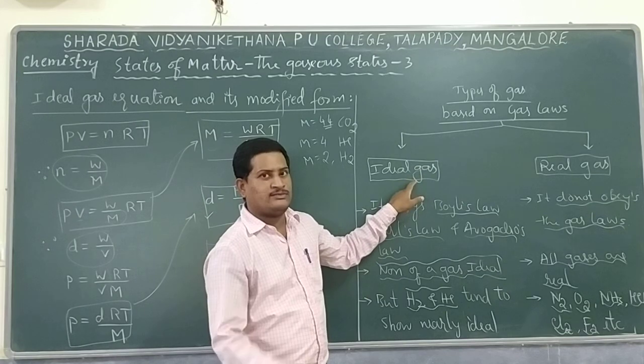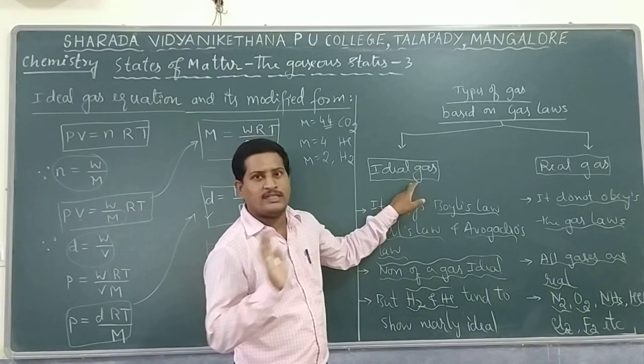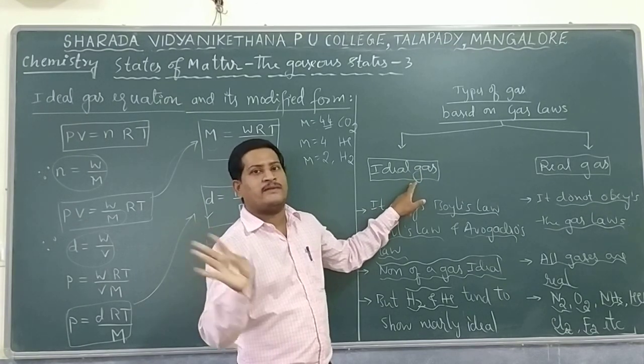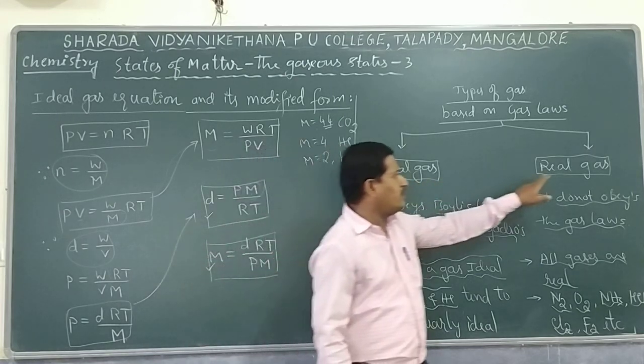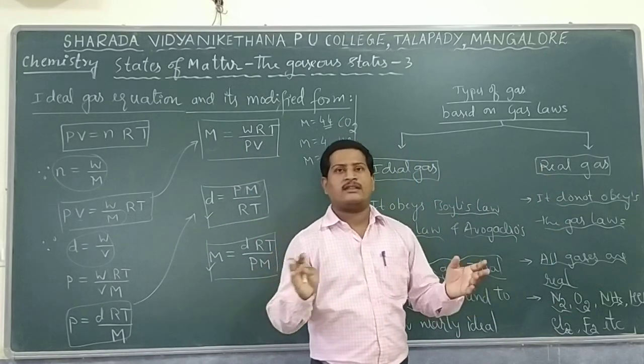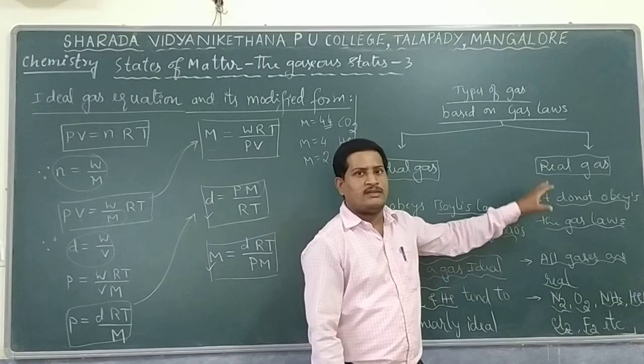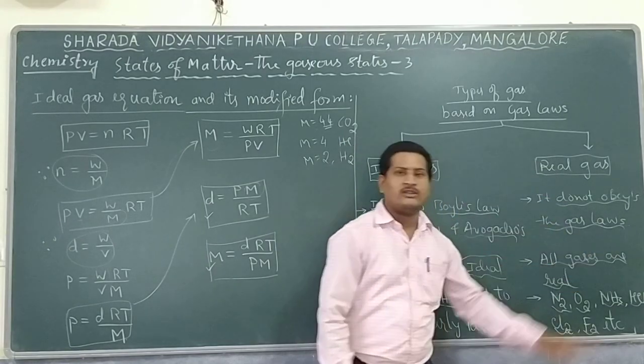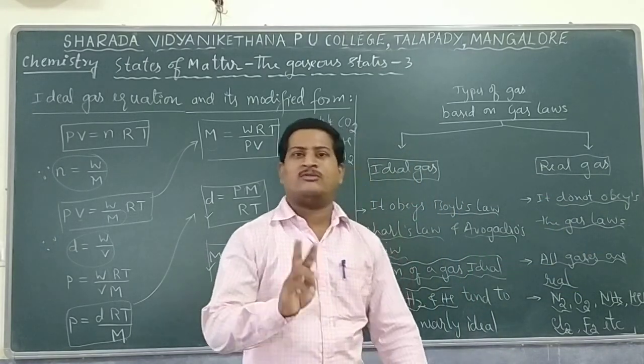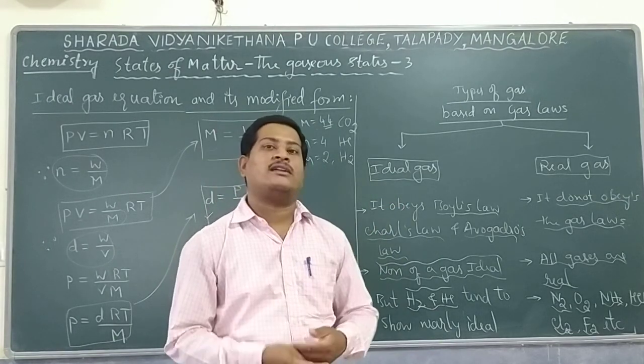So for an ideal gas, the volume occupied by the gas molecules is negligible. Second point, no force of attraction or repulsion is present. But for a real gas, there is a large force of attraction and repulsion present. At the same time, the volume occupied by these gas molecules is not negligibly small. So that is about the conditions, the theoretical part we have to look at.